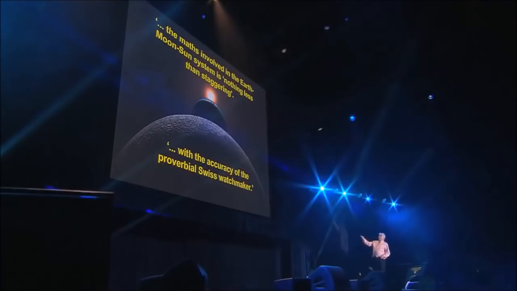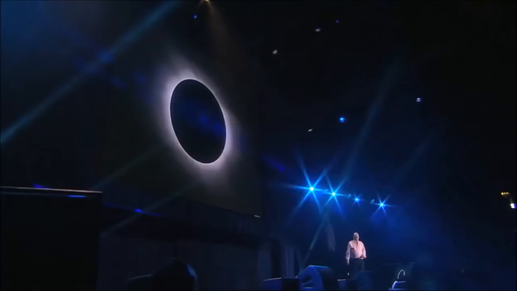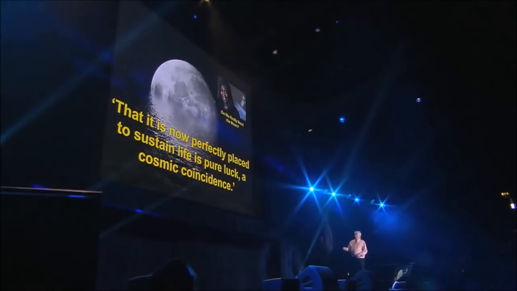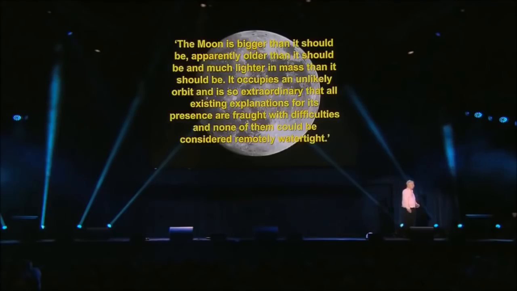The maths involved in the Earth, Moon, Sun system is nothing less than staggering. They've been put together with the accuracy of the proverbial Swiss watchmaker, the book said. That's why the moon is about the same size as the sun, almost exactly at the time of an eclipse. And the moon is perfectly placed, said this BBC documentary, to sustain life, but that's pure luck, a cosmic coincidence. I don't think it is. We never see the other side of the moon. We only see one side of it.